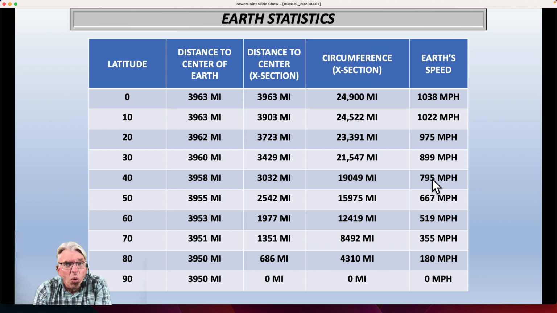And then as you head north, it gets slower and slower until you get to the North Pole, where there's no speed at all.